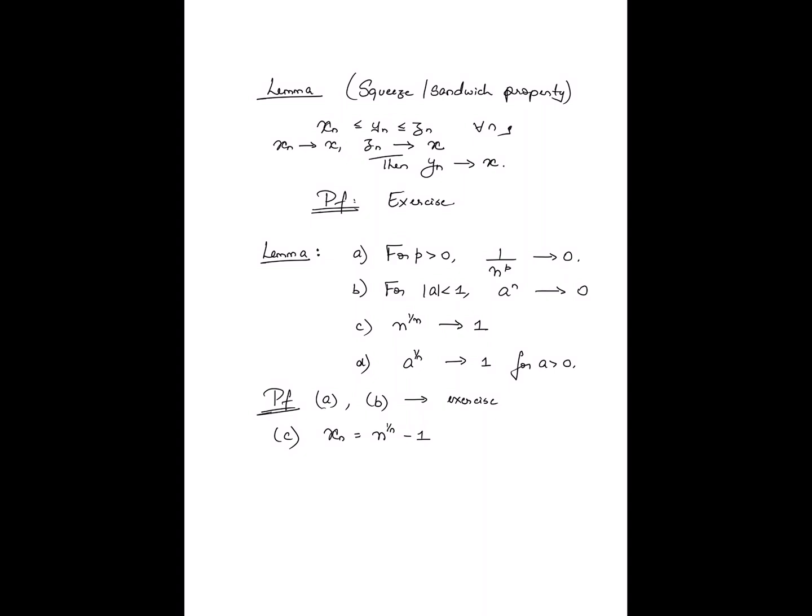The first thing to note is that xn is greater than or equal to 0. For any natural number, convince yourself that n raised to 1 by n is always going to be greater than or equal to 1. So the fact that that is greater than or equal to 1 implies that xn must necessarily be greater than or equal to 0, right?